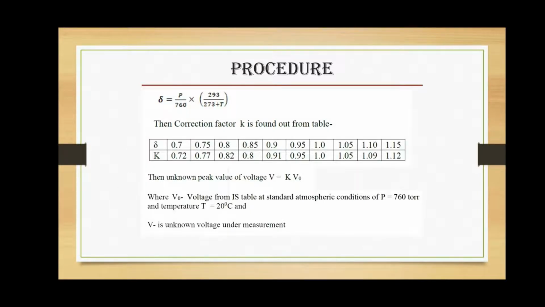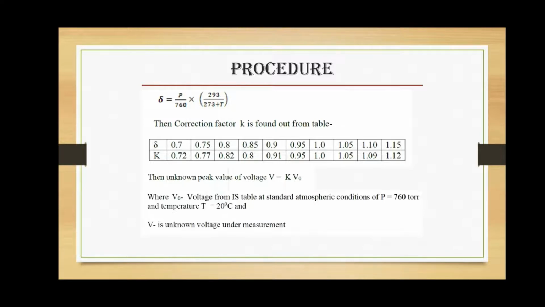Now we have to find the correction factor from the table given below, and the formula for unknown peak value of the voltage is V is equal to K V naught, where V naught is the voltage from IS table at standard atmospheric conditions. These standard conditions are atmospheric pressure of 760 torr and the temperature of 20 degrees Celsius.